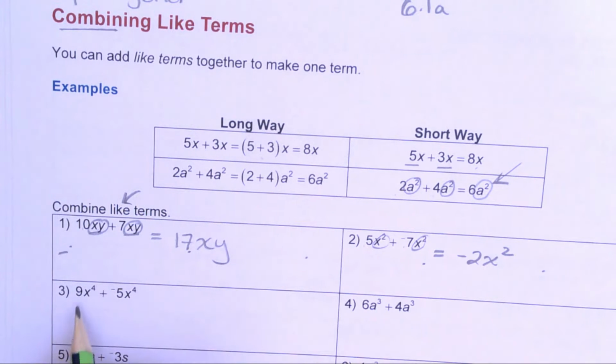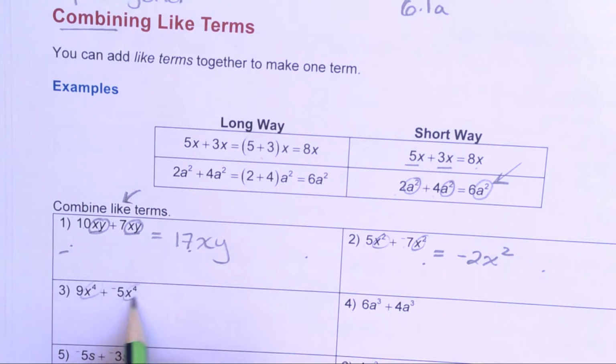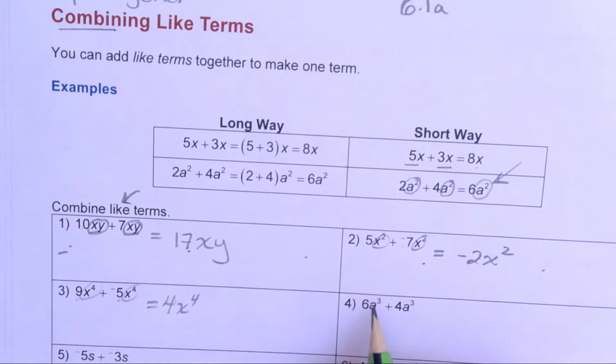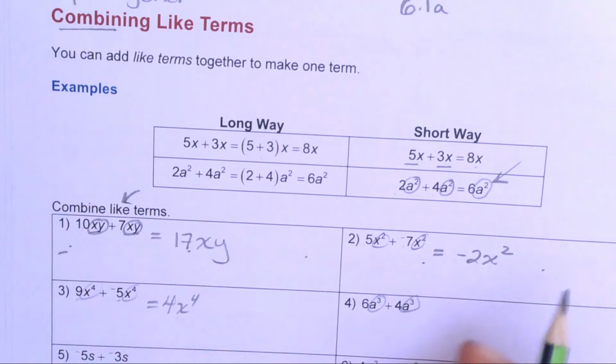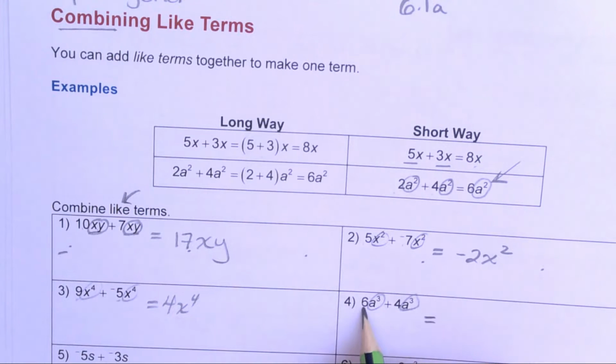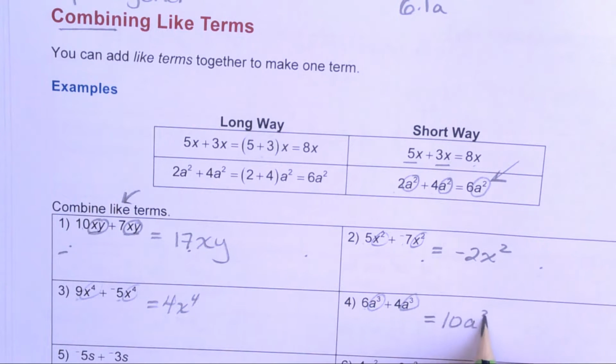So here, x to the power 4, x^4. So I have 9 and I lose 5. That means I have 4x to the power 4. a cubed, so they are like terms. I have 6 and I get 4 more, so I have 10a cubed.